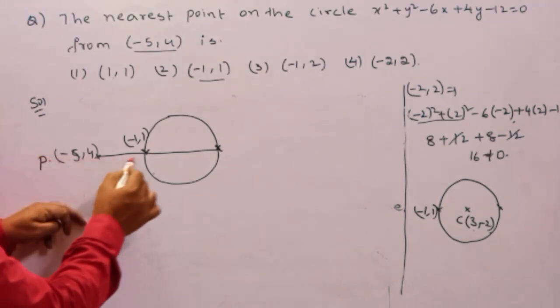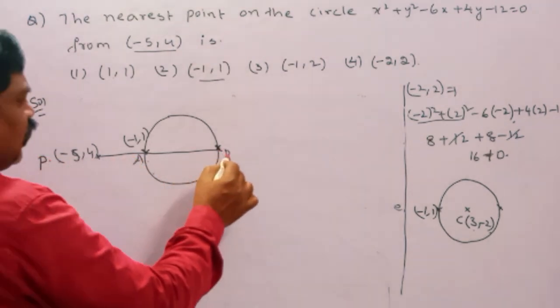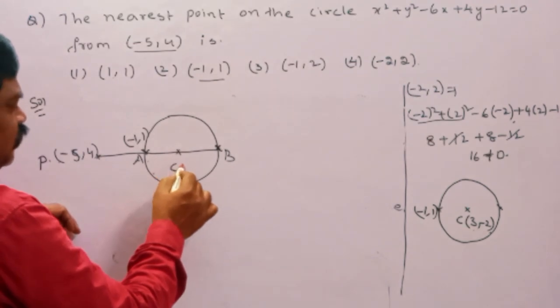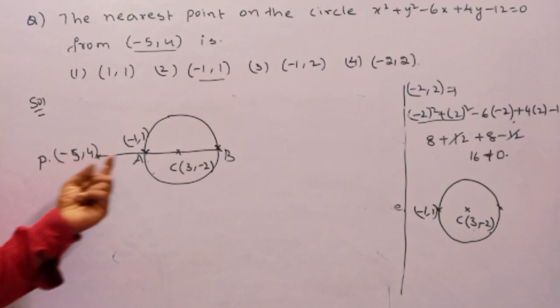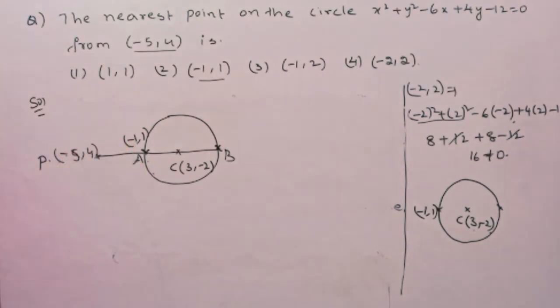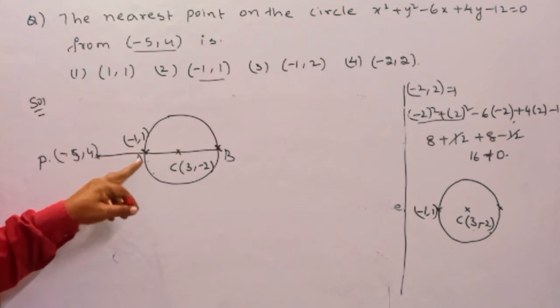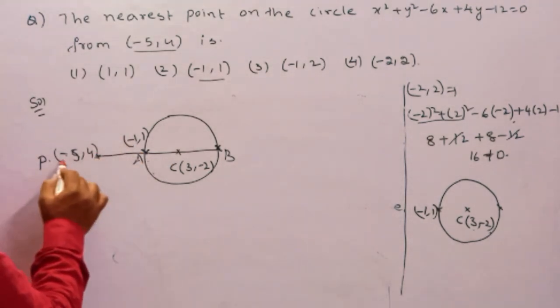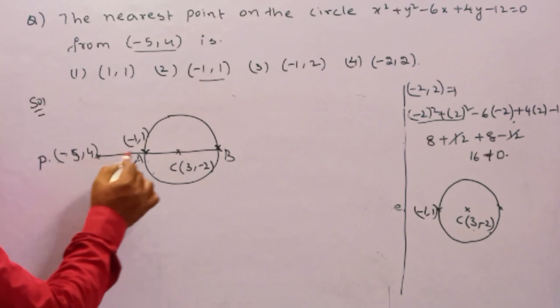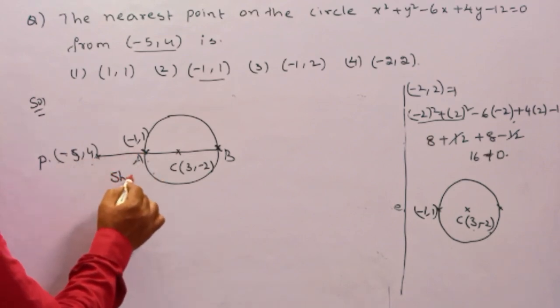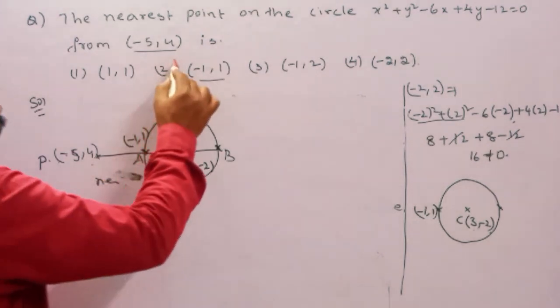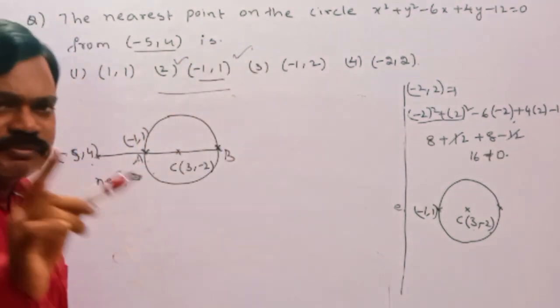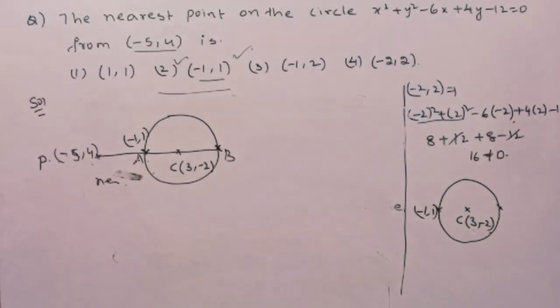This is the point P, this is the point A, and this is the center of the circle (3, −2). On this side, this point side, (−5, −1) is there. So this point P from A is the shortest distance, the nearest point. So option 2 is the correct answer. Okay, that's all.